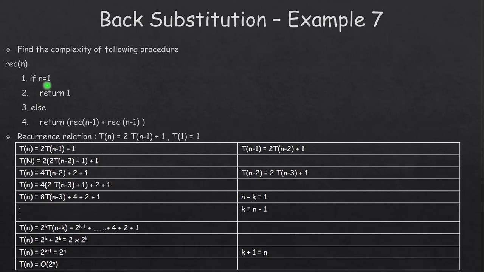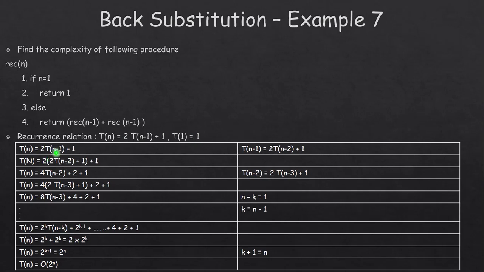And otherwise, if n is not 1, it will return rec of n minus 1 plus rec of n minus 1. So what's the meaning? I am calling rec of n minus 1 two times. So I can write a recurrence relation like this. T of n equal to 2T(n minus 1), since rec of n minus 1 is called twice, plus 1 for these constant time execution lines. So the recurrence relation can be written as T of n equal to 2T(n minus 1) plus 1, and the base condition is T of 1 equal to 1.